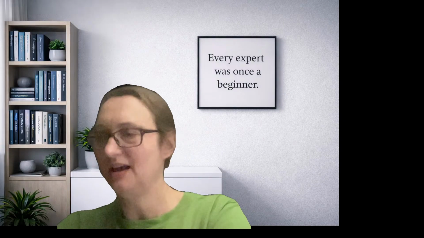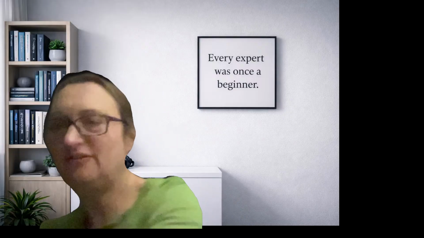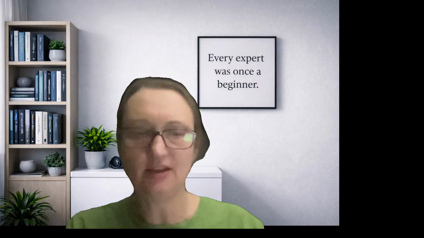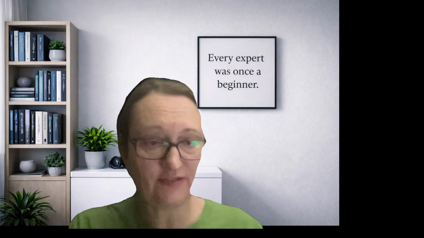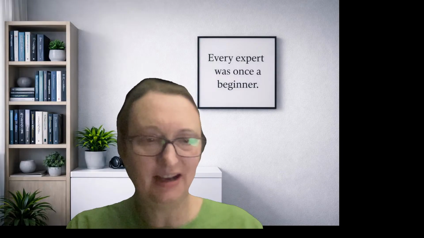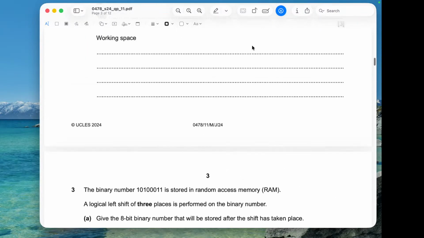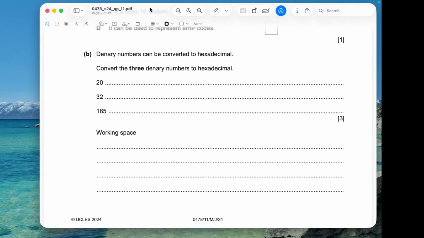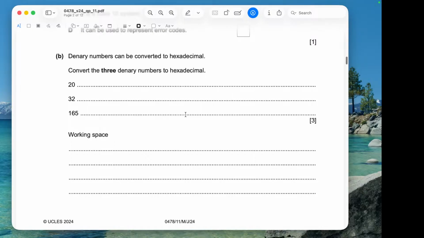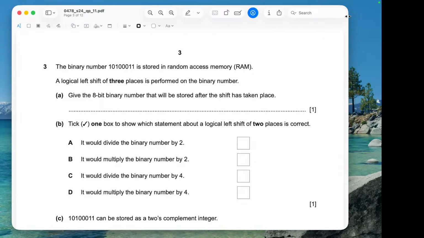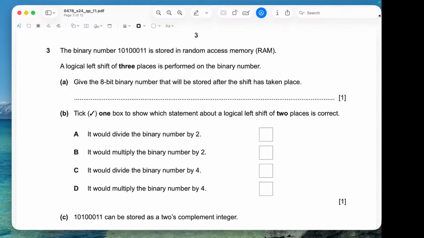We're going to carry on just where we left off, which was looking at a summer 2024 theory paper. We had just finished in the last live stream doing some denary to hexadecimal, and we finished there. So next is question 3 on this paper.